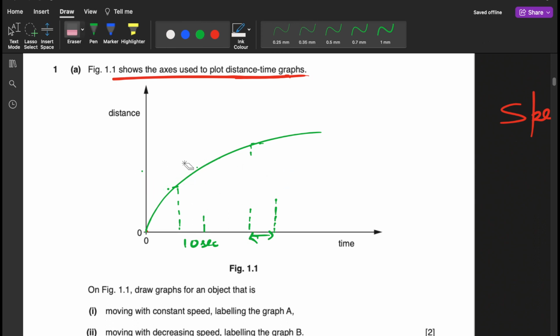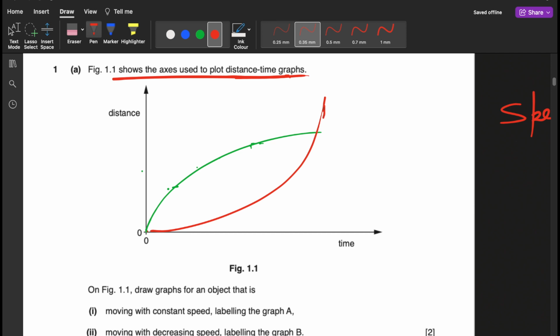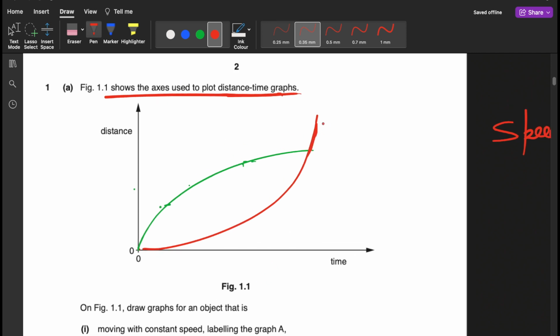This is the graph for decreasing speed, and if somebody asks you for increasing speed, the graph will look like this. This is an accelerating body. If you drop anything from above, it is accelerated, correct? So its speed is increasing. This is the graph for acceleration, when the acceleration is positive. And this is for when acceleration is negative, which is deceleration.